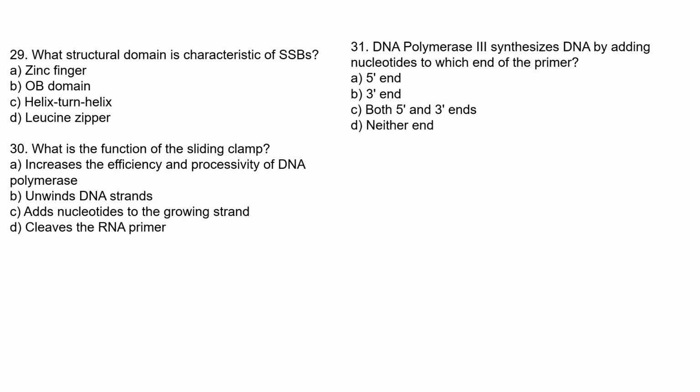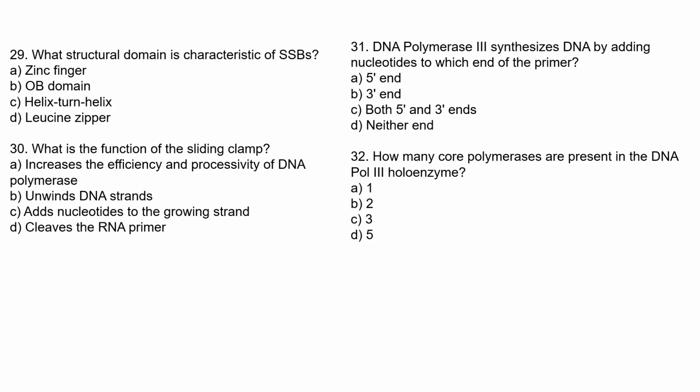So great. Okay, question number 31. DNA polymerase 3 synthesizes DNA by adding nucleotides to which end of the primer? So this we covered earlier, but I thought I'll just come back and make sure everyone knows. This is very important. Option B. That is correct. So because it's adding to the 3' end, it's growing in the 5' to 3' direction. So good. I'm glad you guys know that.